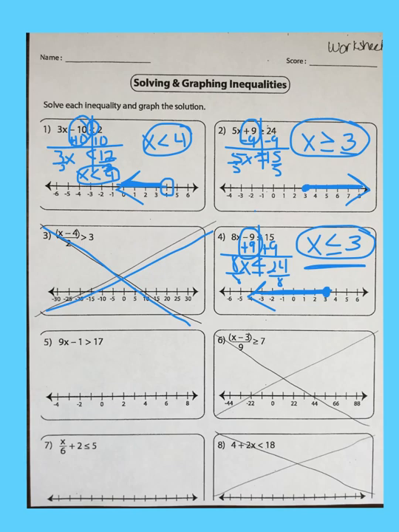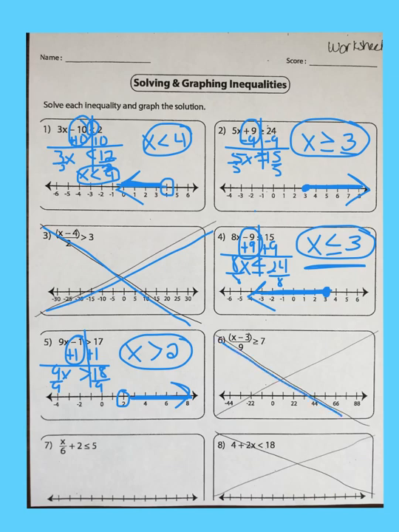So number 5, we go ahead, we add 1 to both sides. This gives me a 0 pair, and I am left with 9x is greater than 18. I divide both sides by 9, and I am left with x is greater than 2. So I put the open dot on the 2, and then I shade in the direction of the 4 because 4 is greater than 2. Go ahead, skip number 6, and let's take a look at number 7.